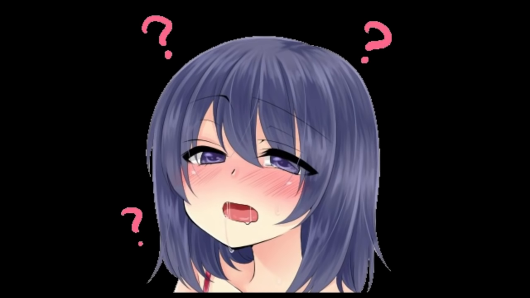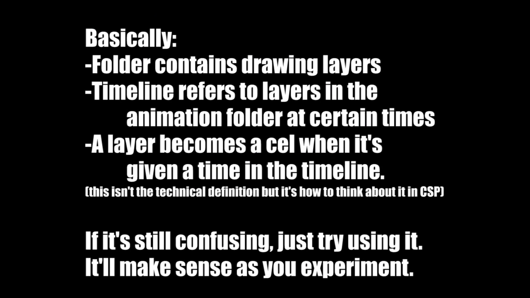Now, if you're getting all confused by this, let me try to simplify it. All drawings exist at all times in Clip Studio Paint. They're all layers and things like that. Drawings are contained in layers, and then layers are considered to be cells when they're on the timeline. The timeline only tells them when they should be visible.